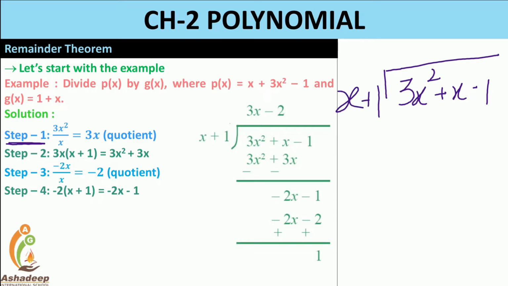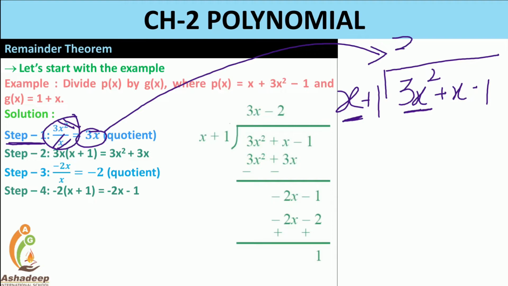So what is the very first step? The 3x square divided by x. 3x square divided by x. So here x and x cut. So what remains is 3x. So 3x goes into the quotient. So here it is 3x.